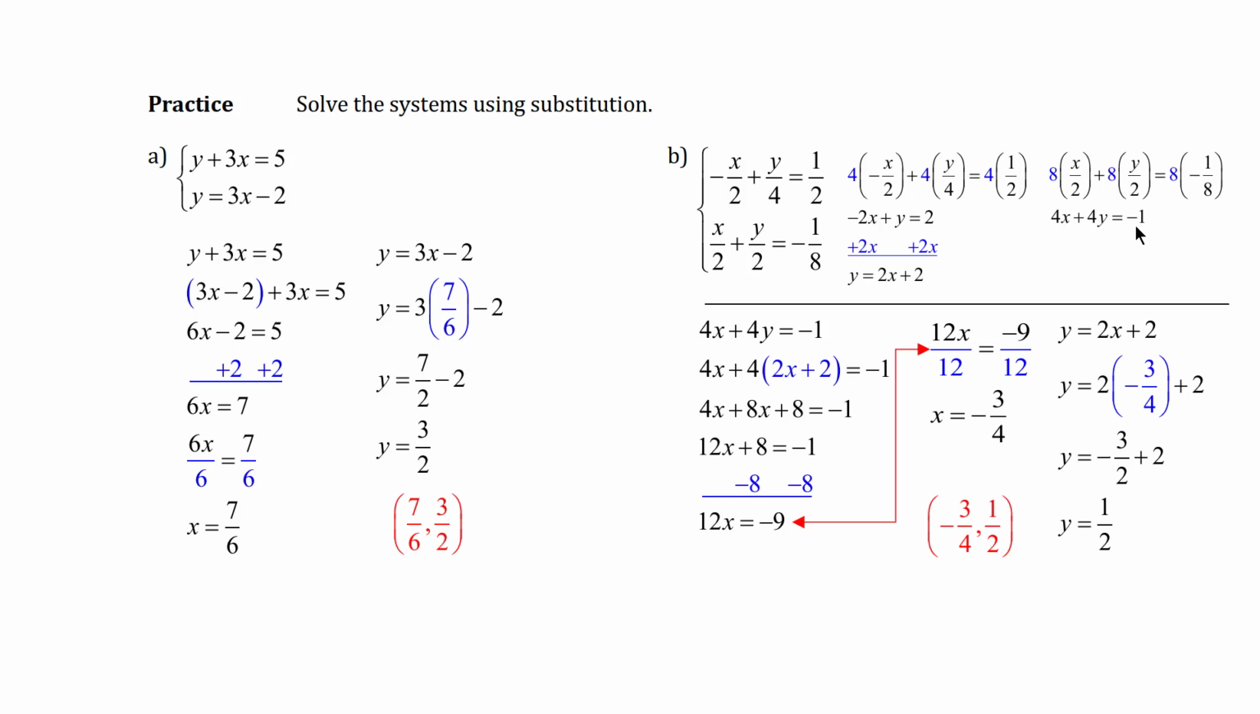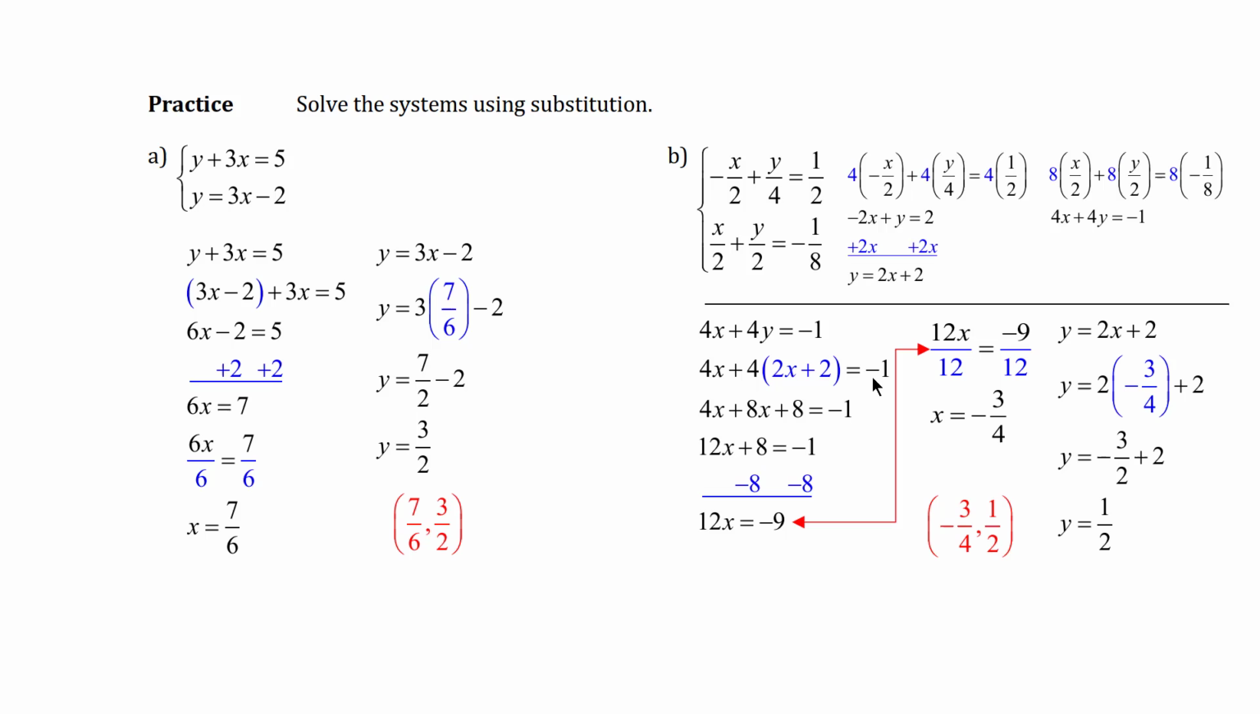For the next step, I'm going to solve the first equation for y by adding 2x to both sides of the equation. The result is y equals 2x plus 2. Next, I'm going to substitute my value for y, 2x plus 2, into the second equation. We get 4x plus 4 times the parentheses 2x plus 2, close parentheses, equals negative 1. Next, we distribute the 4 inside the parentheses to the 2x and the plus 2. This gives us 8x plus 8, and then we bring down the 4x.